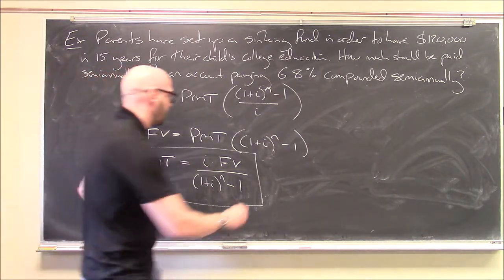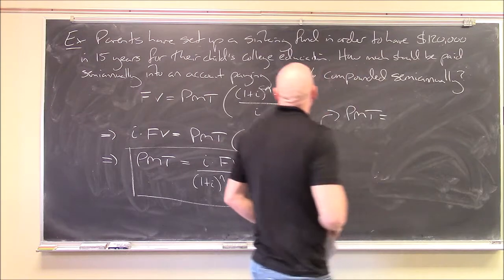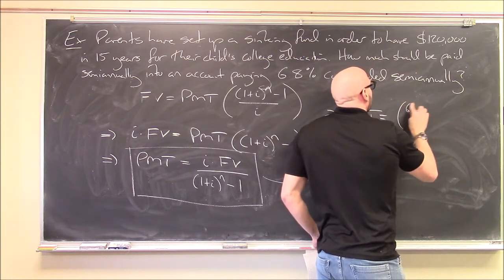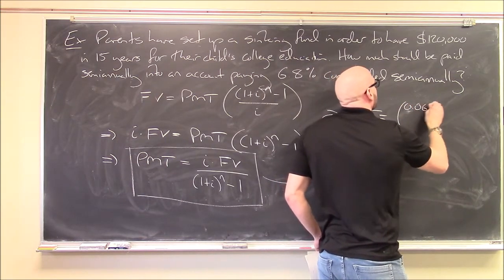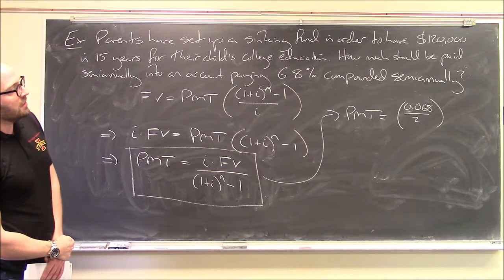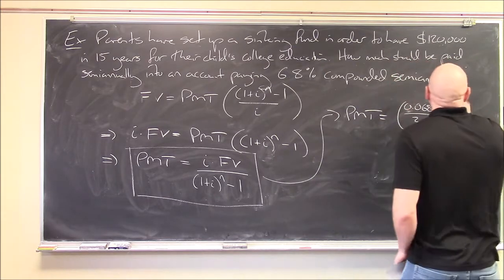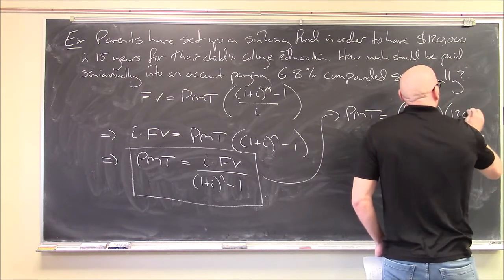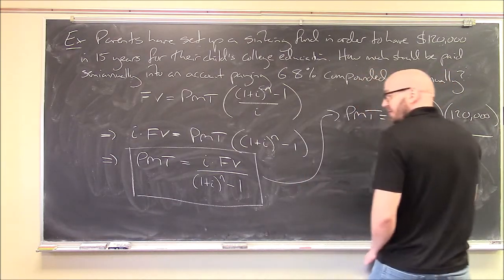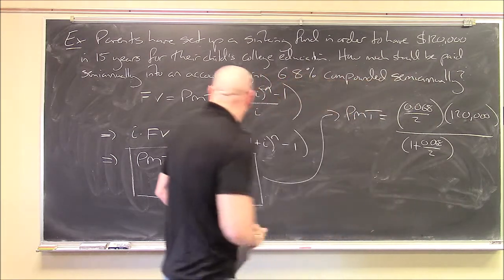All I have to do now is plug in these values. So payment size is going to be what? We have 6.8%, but it's compounded semi-annually, so I is going to be 6.8%, which is 0.068 divided by 2. So what is that? 0.034 times future value. We want our future value to be 120,000. Divided by 1 plus I, so once again 0.068 over 2 to the power of n.